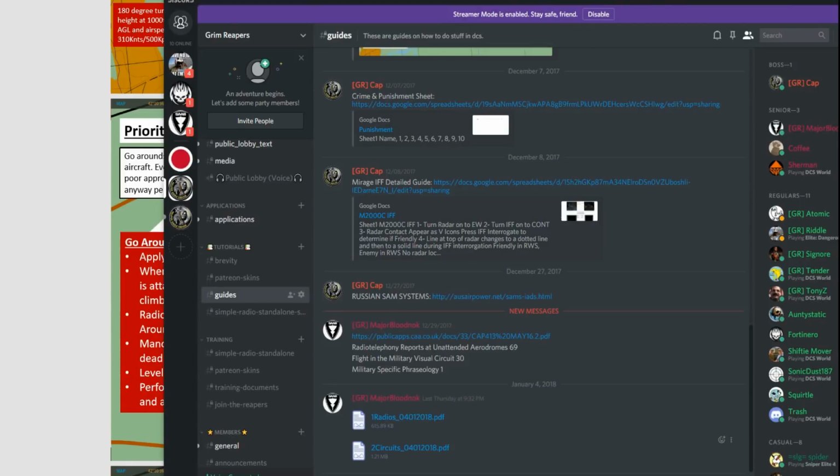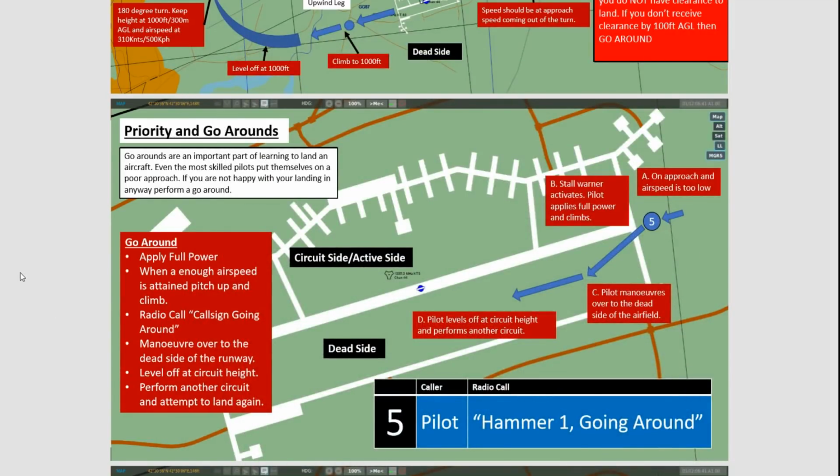Carry on, it's fine. So, imagine we have our pilot, he's on his approach, but his airspeed's too low, far too low to recover. The stall warner activates, it's close to the ground, there's no way that he's going to get out of this, so what he does is apply full power, and once you've got enough speed to start climbing, you pitch up, and then you manoeuvre over onto the dead side of the airfield. So what you're trying to do here is not interfere with anything on the circuit side. And then you climb up to circuit height, and simply do a circuit again.